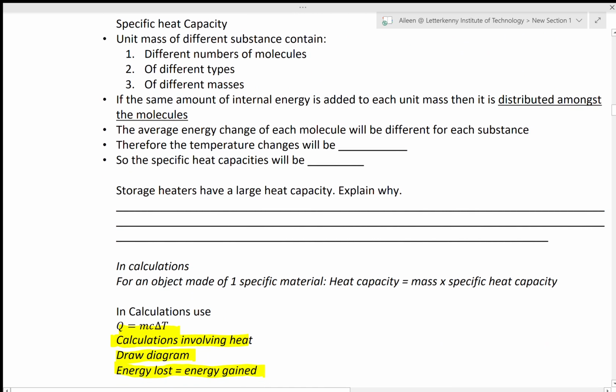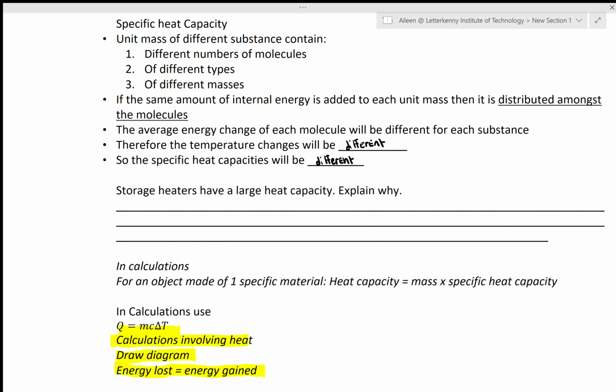So specific heat capacities are different for different substances because different substances contain a different number of molecules that are of different types and different masses. So even if a substance is receiving the same amount of heat energy, the distribution of that heat energy amongst the molecules changes. So therefore, the temperature changes will be different between different substances, which means that your heat capacity is different for different materials.